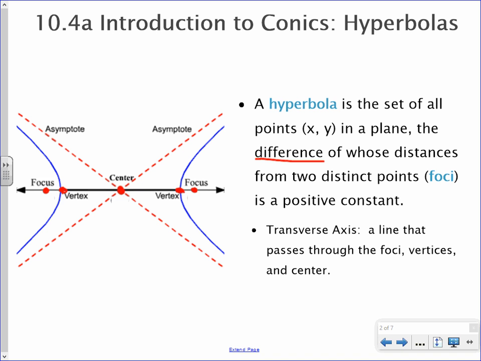Now, we're going to call this the transverse axis. It's the line that passes through the foci and the vertices and the center. Okay, kind of like a parabola has an axis of symmetry. All right, this is along those same lines, but we're talking about a hyperbola. This is the transverse axis. Okay, and since it's horizontal, we have a horizontal hyperbola.